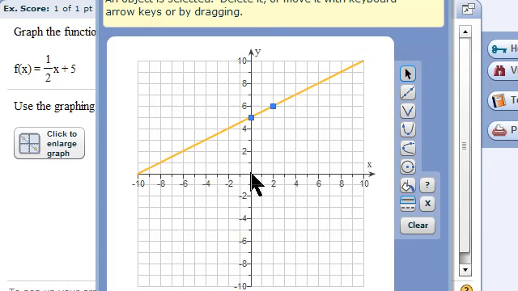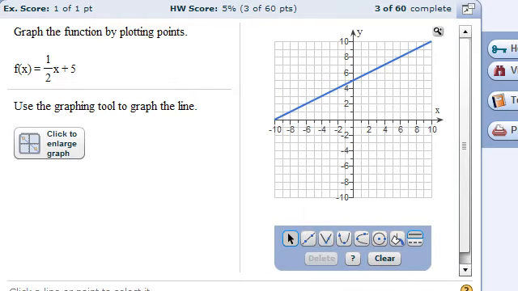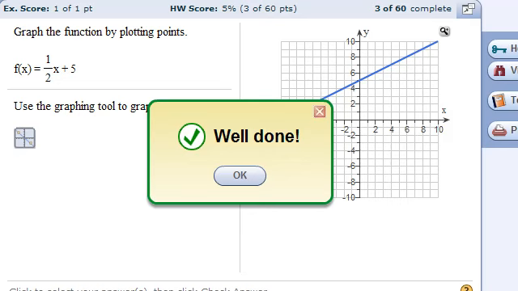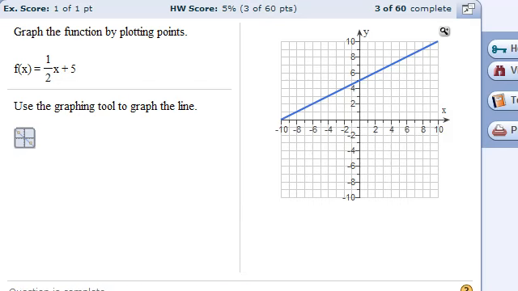If I want to check it, I can put these points in. 0, 5: 5 is equal to 0 plus 5, so that works. And then 2, 6: half of 2 is 1, so I'd have 1 plus 5, and 1 plus 5 is equal to 6. So 2, 6 is also a solution to this equation. So I've checked it. I'm sure those points both make the equation true. Now I check my answer in MyMathLab, and it tells me I'm right.